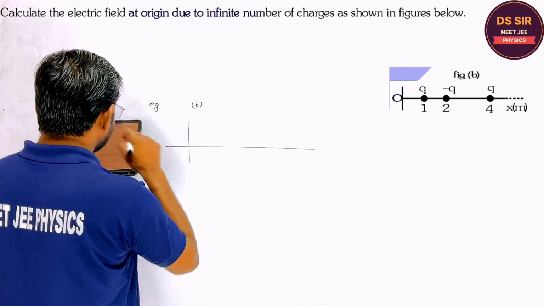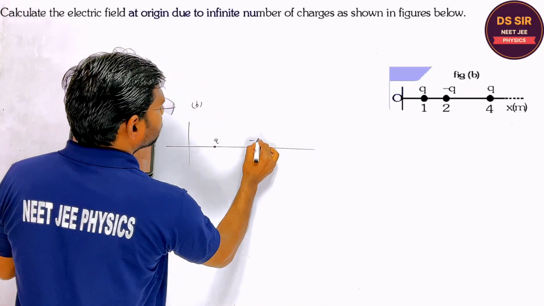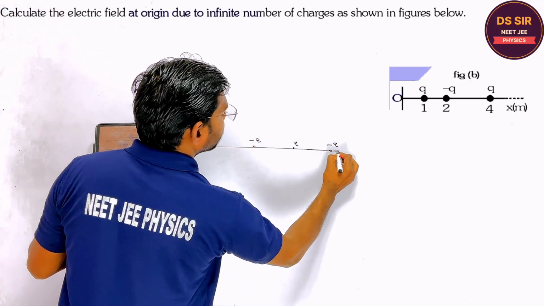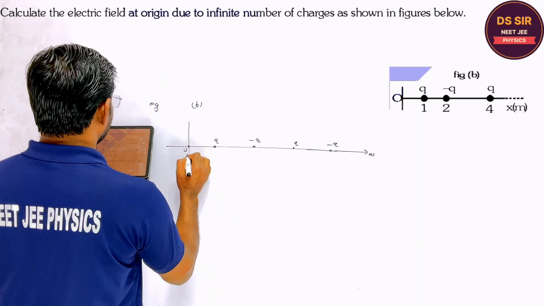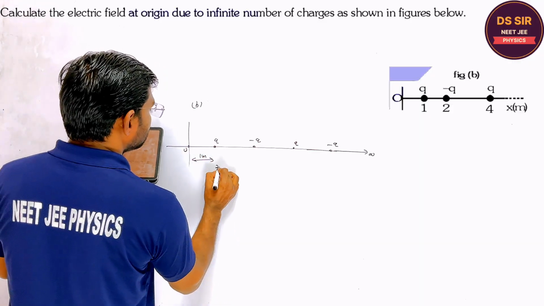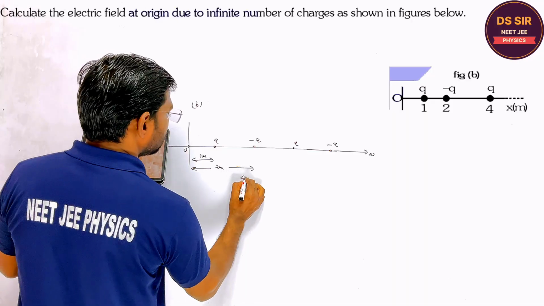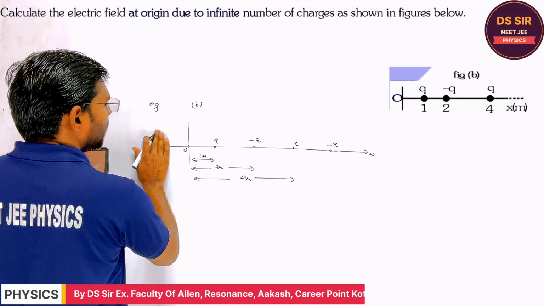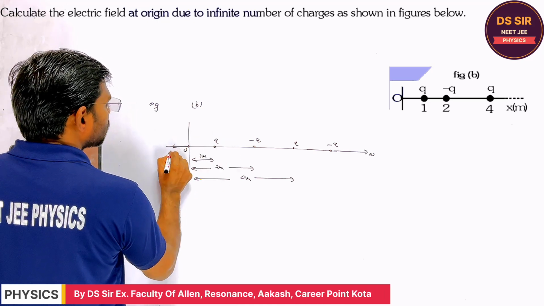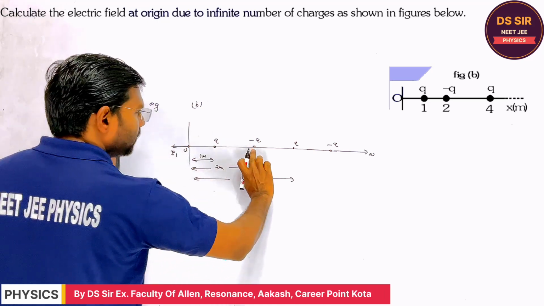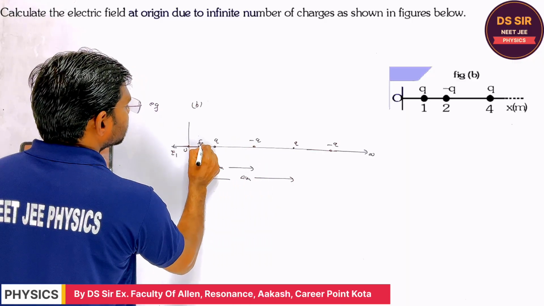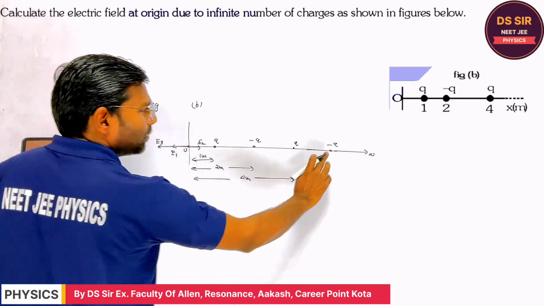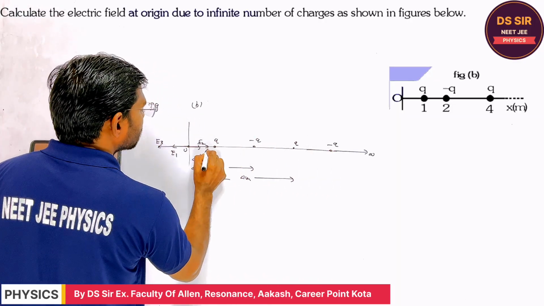So in the B part, this is figure B. Here again different charged particles are present at some distance, but they are alternating: plus q, minus q, plus q, minus q, like that up to infinity. And this is the origin. This is 1 meter, this is 2 meter, this is 4 meter. Because of this plus q charge, E1 is in this direction, and because of this charge E2 is in this direction. Because of this charge E3 is away from the charge. Because of the minus charge E4 is in this direction.